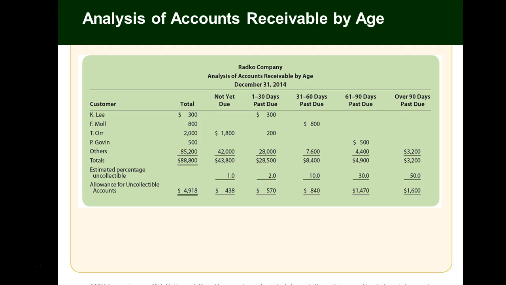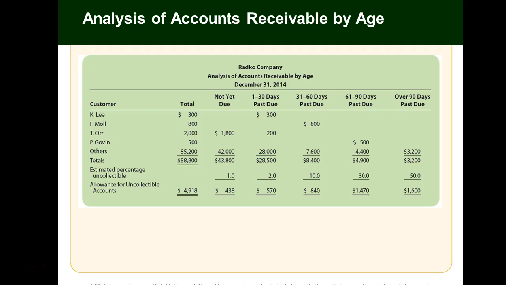Now the company, management, has determined that those accounts that are over 90 days past due, it's a 50% likelihood we're not going to get that money. So 50% of these accounts receivable that are 90 days and over, we're not going to get. From 61 to 90 days past due, management tells us 30% of these we're not going to get. 31 to 60 days past due, 10%. 1 to 30 days past due, 2%. And not yet due, 1%. So management's going to give us those figures.